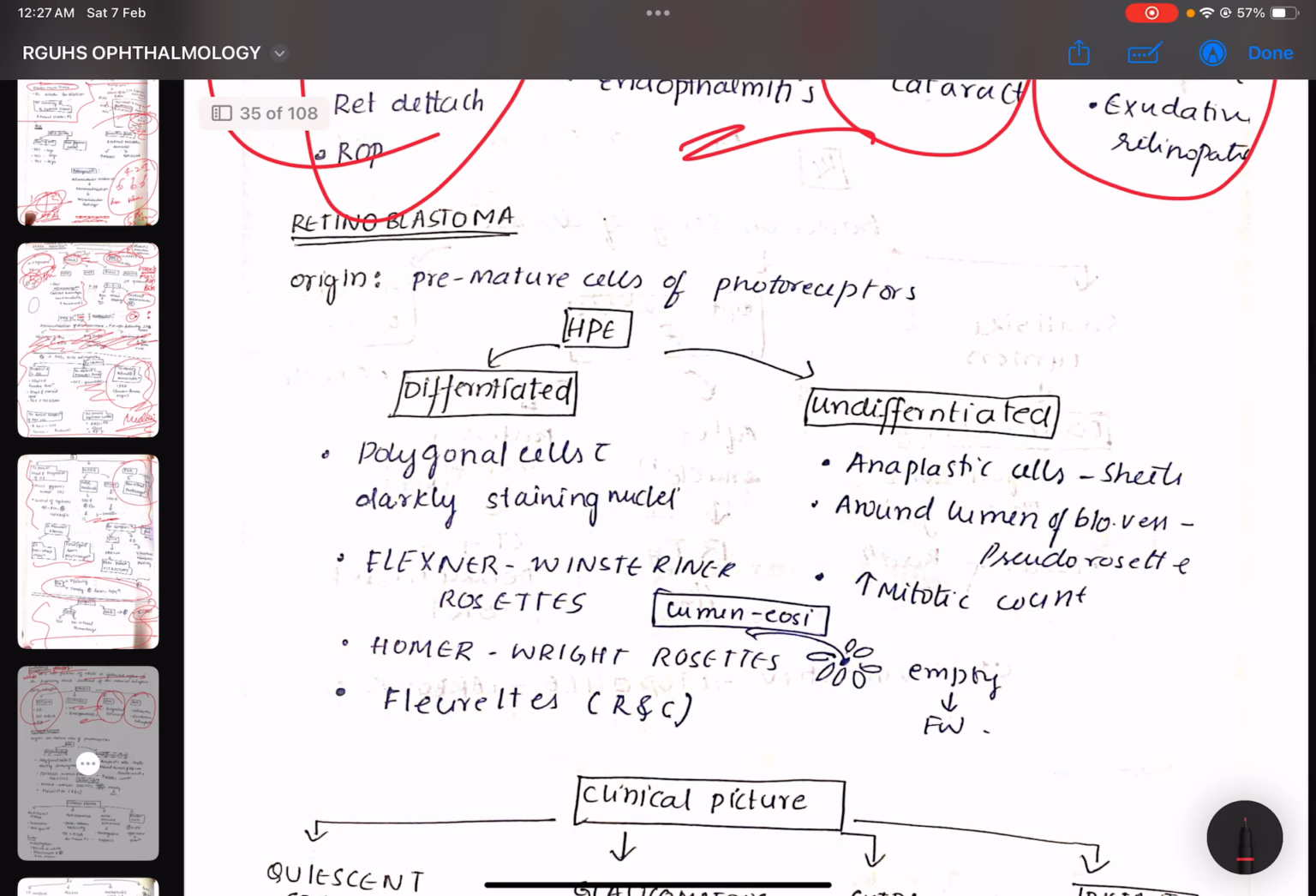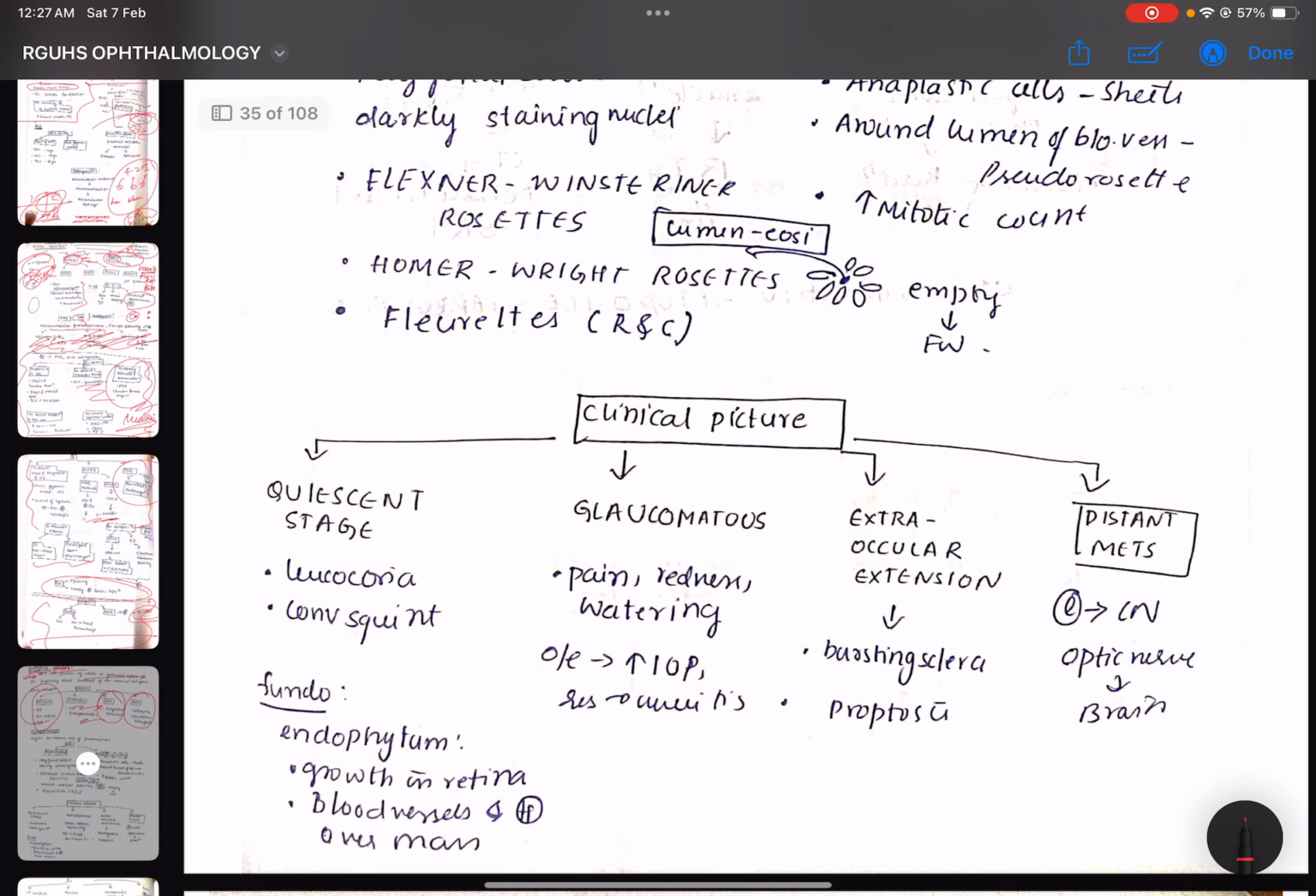One important thing is that the clinical picture first is nothing but leukocoria. Then it might lead to something else. What is happening? IOP is being increased, so obviously we will have a glaucomatous condition. Then obviously we will have extraocular extension. Then what is the complication? What is the natural history of any cancer? Obviously distant metastasis. Again the same thing.